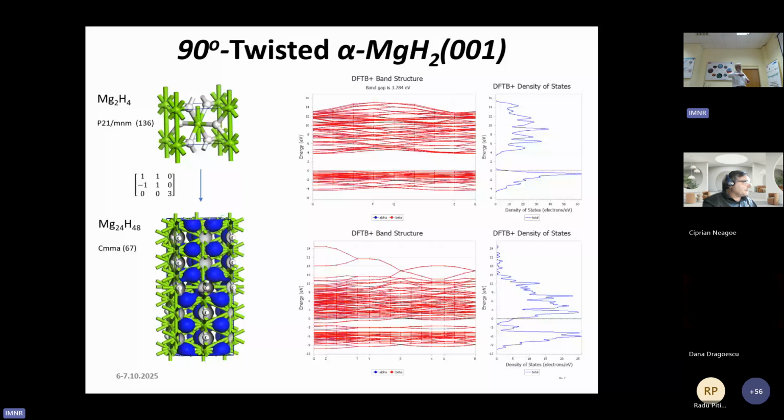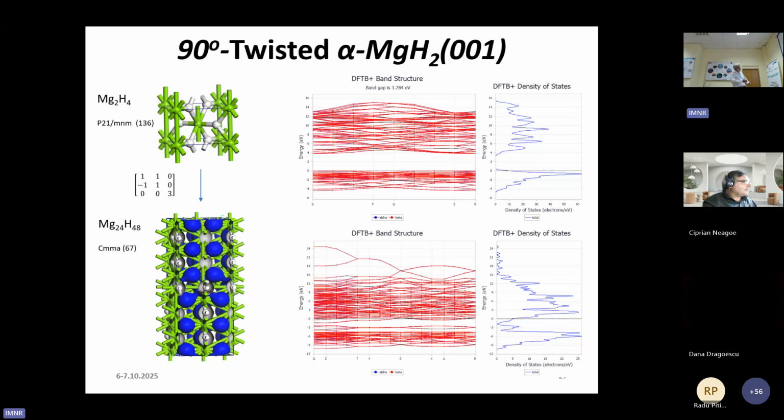Here I just took such a system and I twisted. And here I represented the band structure. These are the electronic levels, function of the K numbers. And here are the density of states. These are for the ideal magnesium hydride. So these are the conduction band, and this is the valence band. And this is the Fermi level.